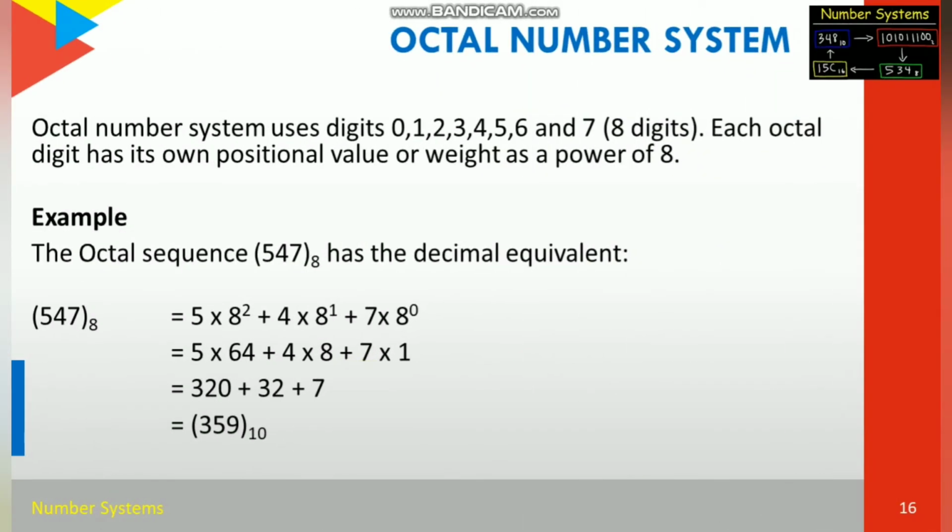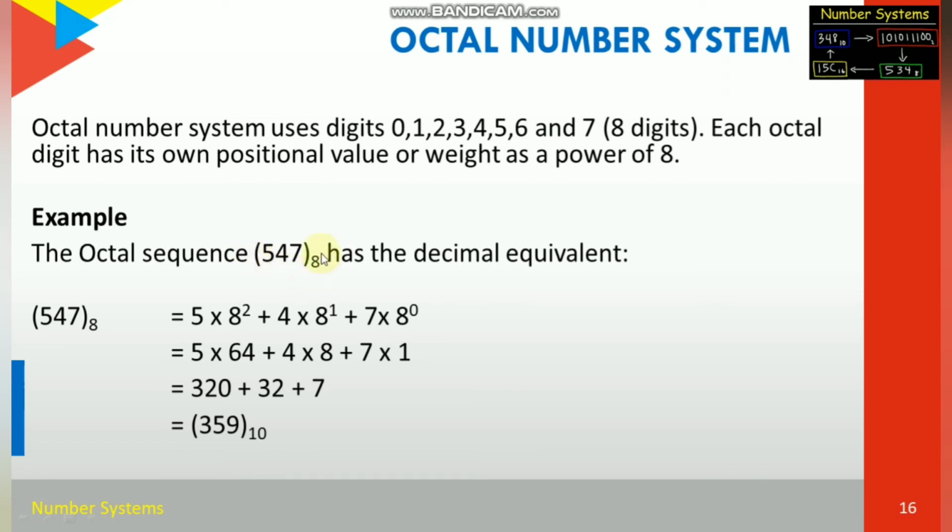Okay, then the next one is octal number system. So octal number system uses digits from 0 to 7. So in total octal's base value or radix will be 8. See here an example, the octal sequence 547 to the base 8. So here the radix value or the base value is 8. So this is called an octal number.